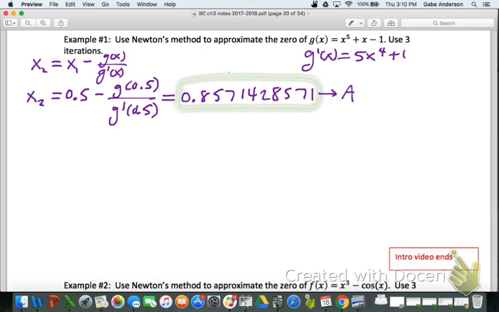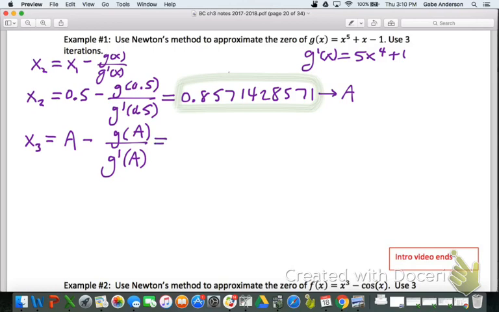So let's try out another iteration. So I'm going to say x3 would equal A, the previous A that we found, minus g of A over g prime of A. So we're just going to use that previous approximation for our x-intercept in a new cycle of Newton's method. So again, I'm going to run the calculations with this and see what we come up with. You can do the same.